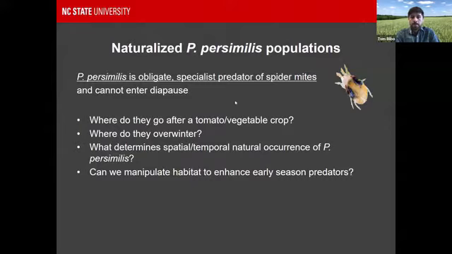Also, Persimilis can't enter diapause, so they don't have the capability to just hunker down into a dormant state. They need to have some degree of activity, and they're going to be where the spider mites are, we presume. So, we want to know where they're going after the vegetable crops, where they're overwintering, what factors are deciding where they are, both spatially and in time, and can we do anything to manipulate the habitat to enhance the predators?